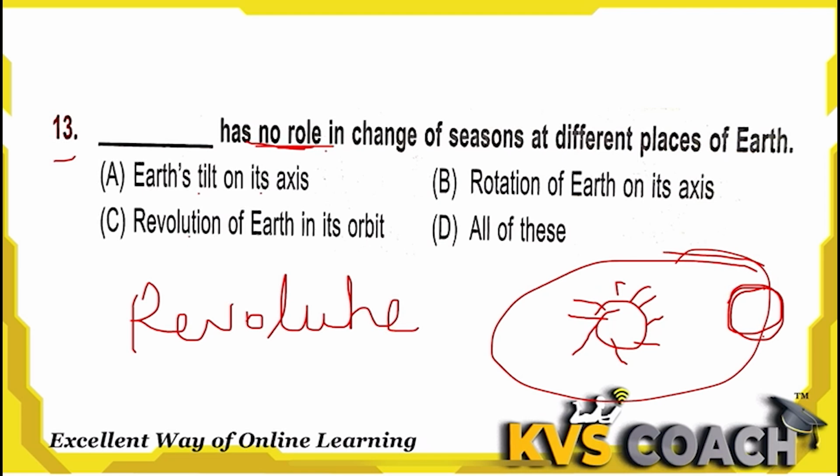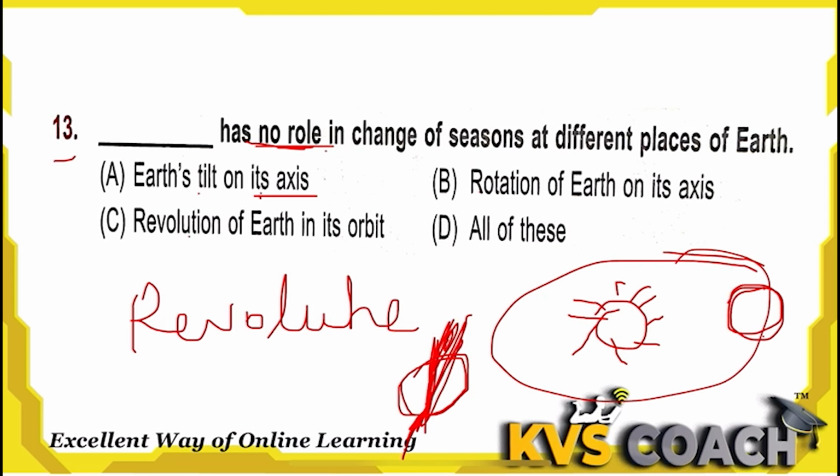Option A, earth tilt on its axis. Yes, this also plays a role in the season change, because here is the earth's axis and the earth is a little bit tilted on it like this. So this may cause the season change like this. The earth's axis is like this.